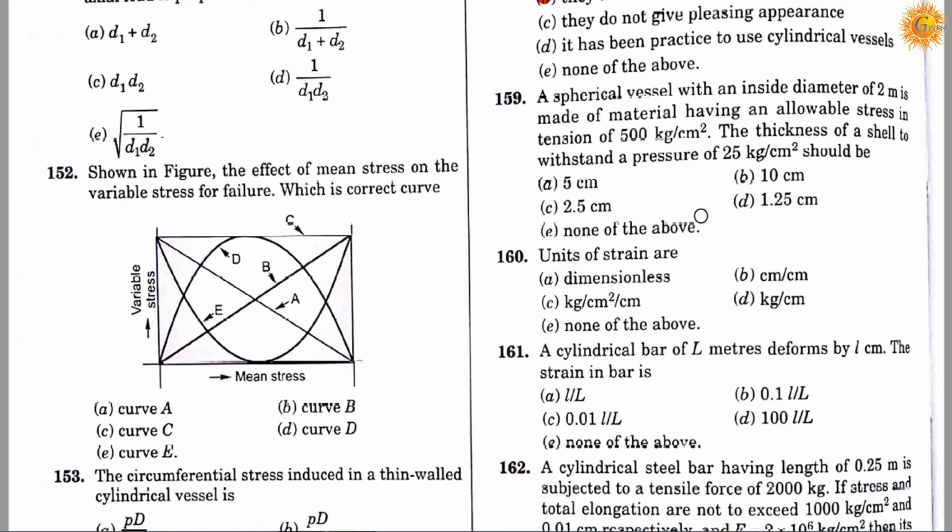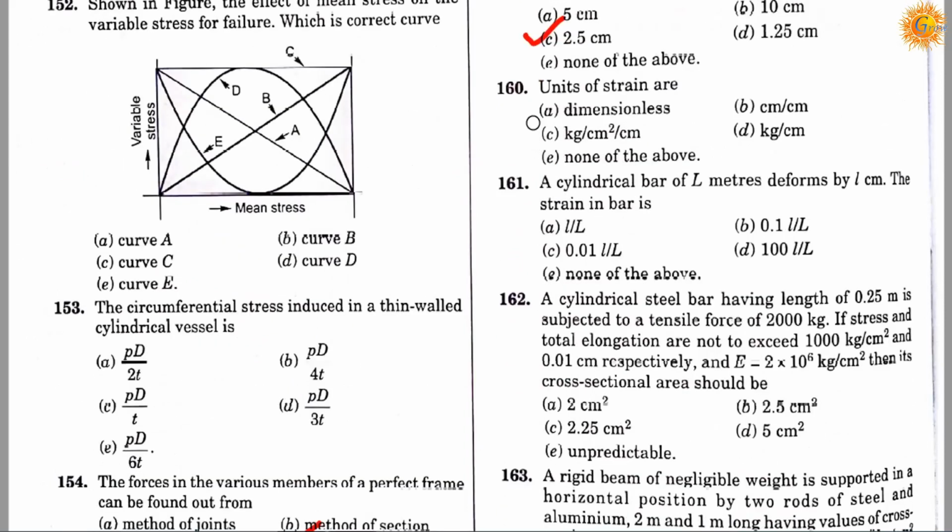Question number 159. A spherical vessel with an inside diameter of 2 meter is made of material having an allowable stress in tension of 500 kg per centimeter square. The thickness of the shell to withstand a pressure of 25 kg per centimeter square should be: option A, 5 cm; option B, 10 cm; option C, 2.5 cm; option D, 1.25 cm; option E, none of the above. Correct answer is C, it will be 2.5 cm.